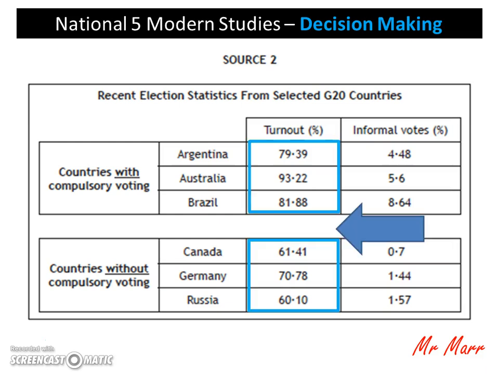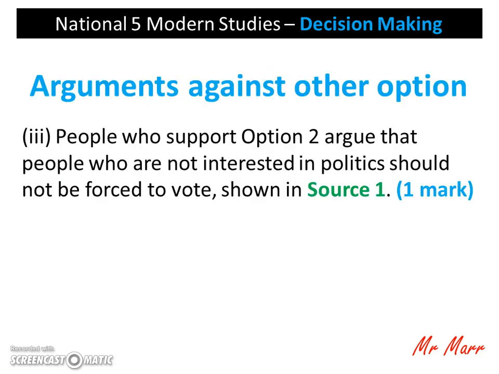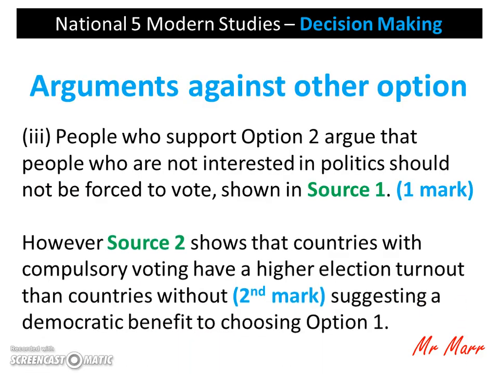However, when we look at source 2, we see that countries with compulsory voting have a much higher turnout than countries without. As a result, we include this statistic to show that in fact, even though many people argue compulsory voting is not positive, there are strong arguments in favour. For providing the second piece of evidence, we gain a 2nd mark. Again, please note source 1 and source 2 clearly identified as the origin of the facts.